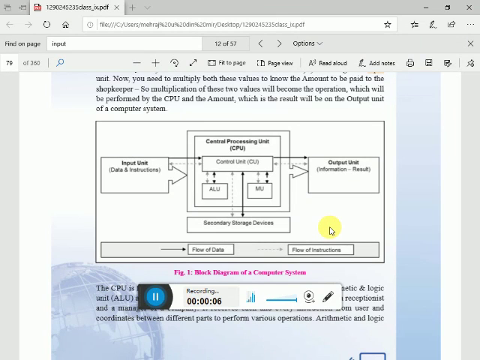As you know, we are done with the input devices and output devices. Now today's topic is processing devices. As you know, CPU is also known as the central processing unit and the brain of a computer, and it's the processing device of a computer.